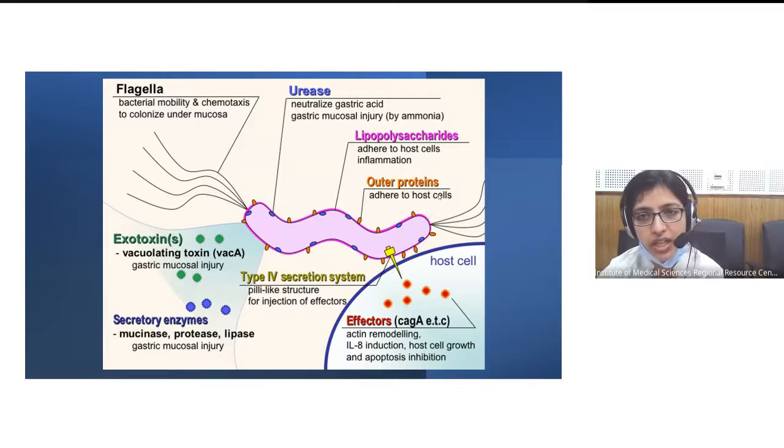It all varies. The variations are because of variations in these virulence factors. Okay, so these virulence factors vary from one patient to another, from Helicobacter pylori in one patient to another.